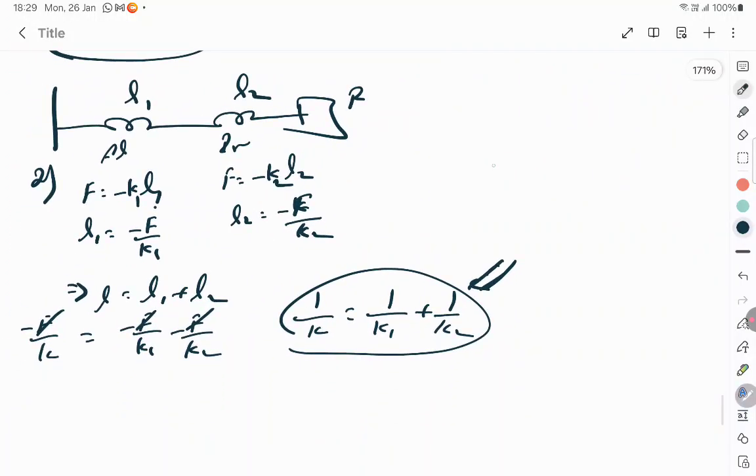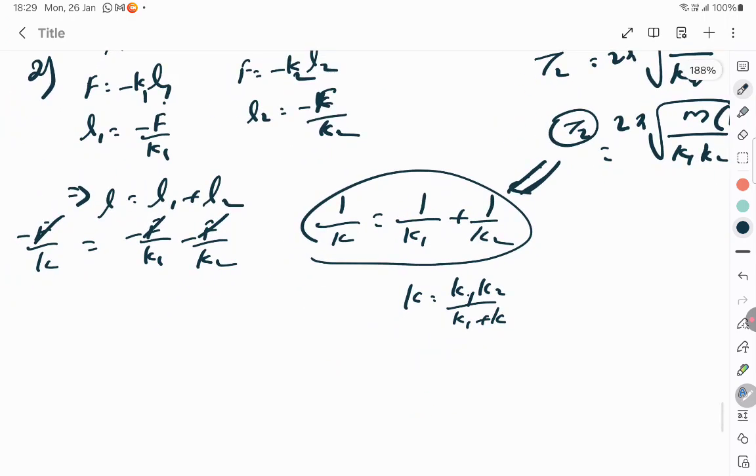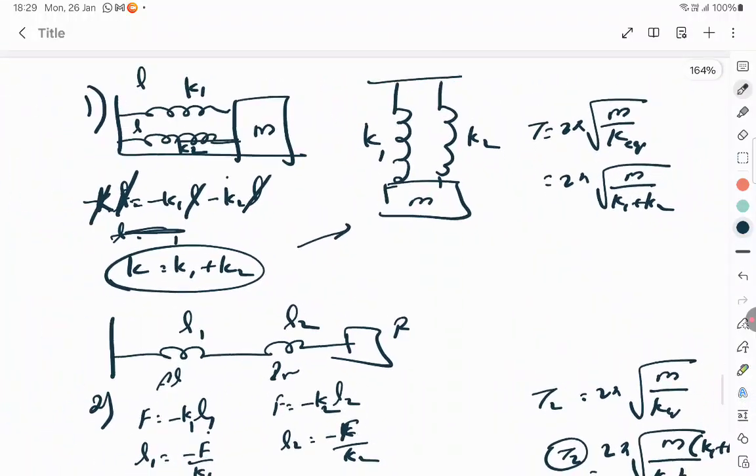And in the second one, its time period is equal to 2 pi into root of m by k equivalent, where k equivalent in this is k1 k2 by k1 plus k2. So you can substitute that: 2 pi into root of m into k1 plus k2 by k1 k2, and thus you get the time period in the second case, the series connection.